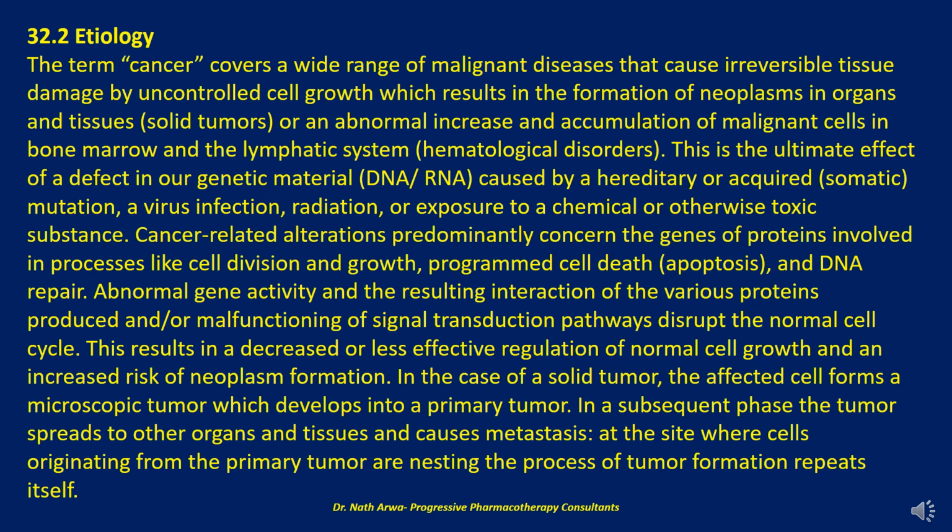This results in a decreased or less effective regulation of normal cell growth and an increased risk of neoplasm formation. In the case of a solid tumor, the affected cell forms a microscopic tumor which develops into a primary tumor. In a subsequent phase, the tumor spreads to other organs and tissues and causes metastasis at the site where cells originating from the primary tumor are nesting. The process of tumor formation repeats itself.